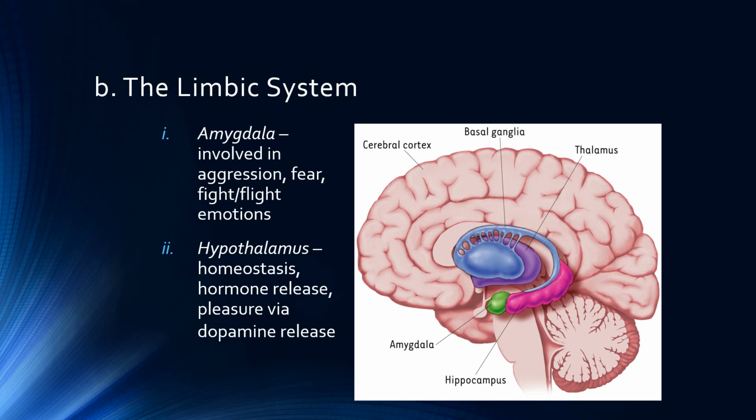The hypothalamus is an important part of the limbic system. It's primarily involved in things like homeostasis, releasing of hormones, and also our feelings of pleasure and reward through the release of dopamine. So when we talk about the reward pathway, it will be important.